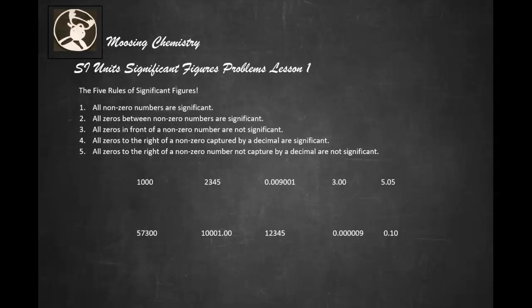This is SI Unit's Significant Figures Problem Lesson 1. Let's review the 5 rules of significant figures. All non-zero numbers are significant. All zeros between non-zero numbers are significant. All zeros in front of a non-zero number are not significant. All zeros to the right of a non-zero captured by a decimal are significant. All zeros to the right of a non-zero number not captured by a decimal are not significant.